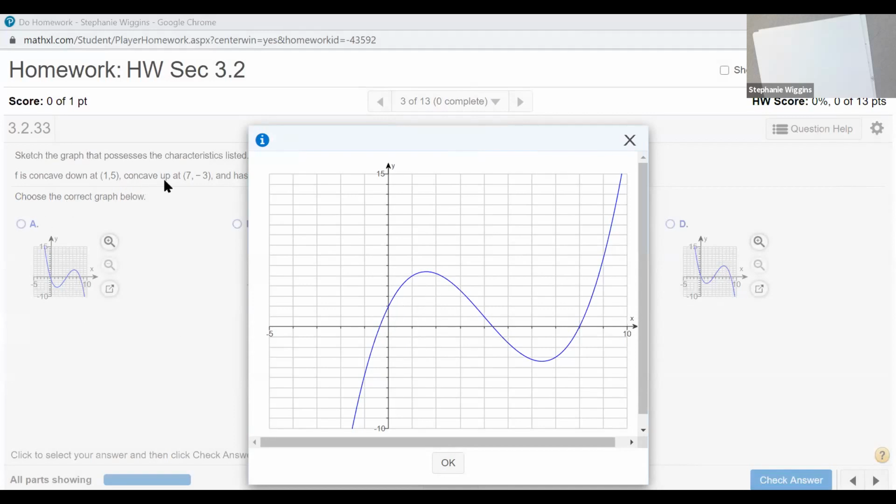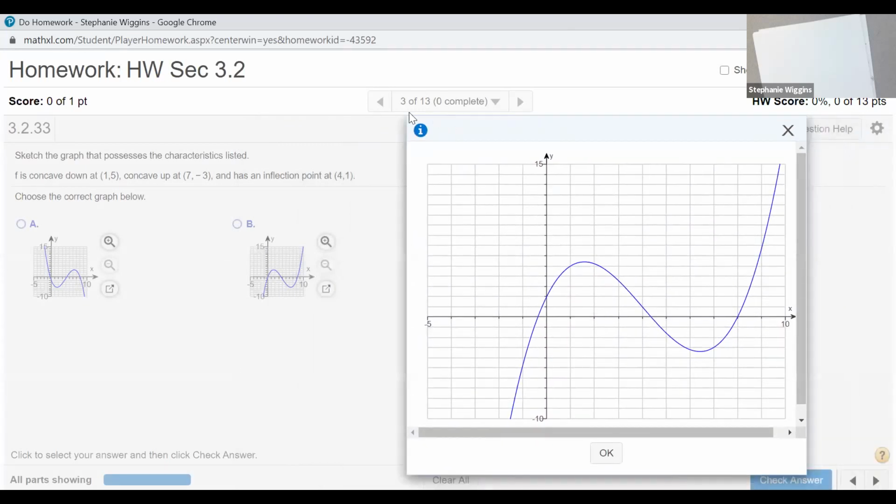So here we're looking at concave up at 7, -3. Now we're going to go out to 7, -3. 1, 2, 3, 4, 5, 6, 7. Down 1, 2, 3. It's concave up there. You can see how it's bending up. And the final characteristic is that it has an inflection point at 4, 1. Let's see what that looks like. We know this is the correct choice. So 1, 2, 3, 4, and at 1, yes, it looks like that is an inflection point. In other words, to the left of that point, it's concave down, and to the right of that point, it's concave up. So yes, we do have an inflection point there. The concavity changes as you pass through that point, okay?